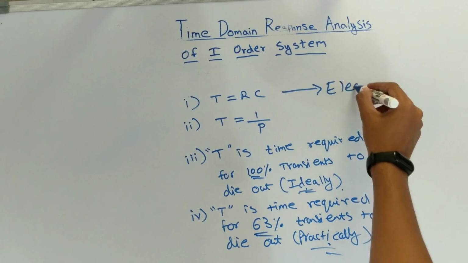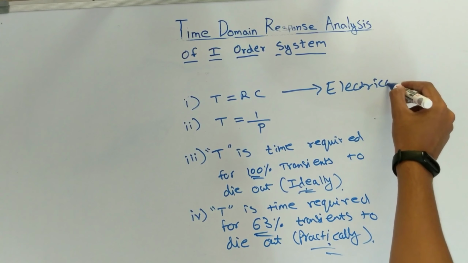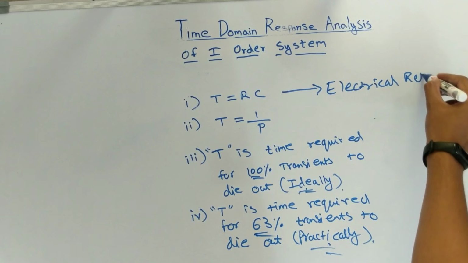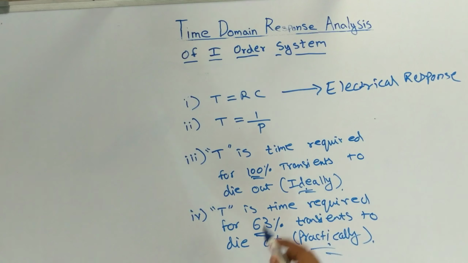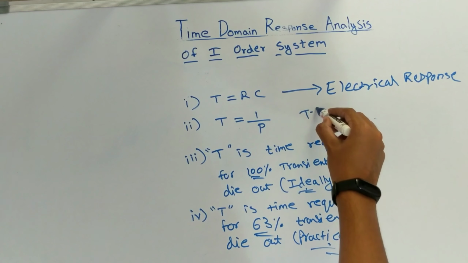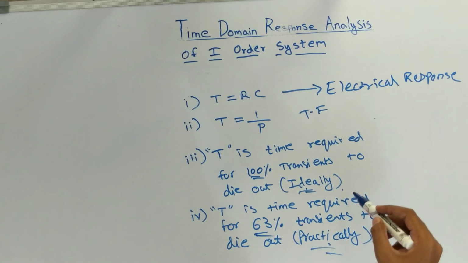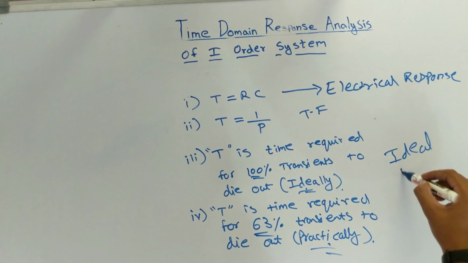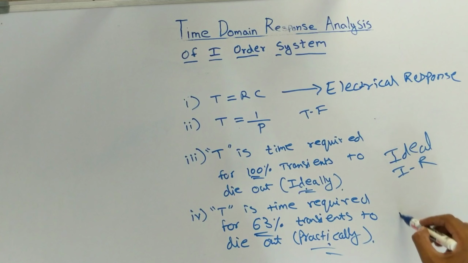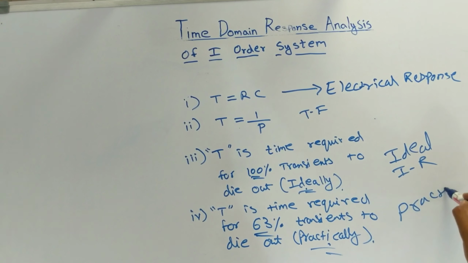That is, the first definition is from the electrical response. The second definition is from the transfer function. The third definition is from the ideal impulse response. The next definition is from the practical impulse response. The fifth definition we will study in the steady state response.